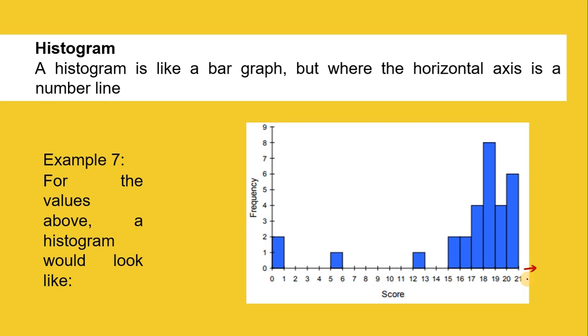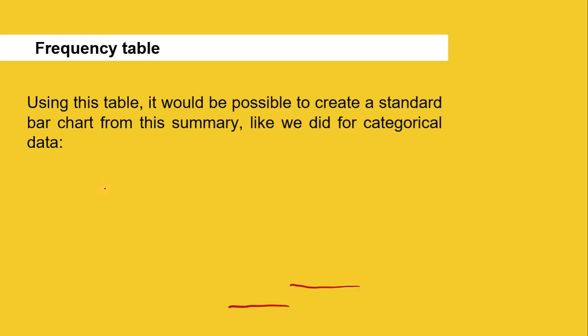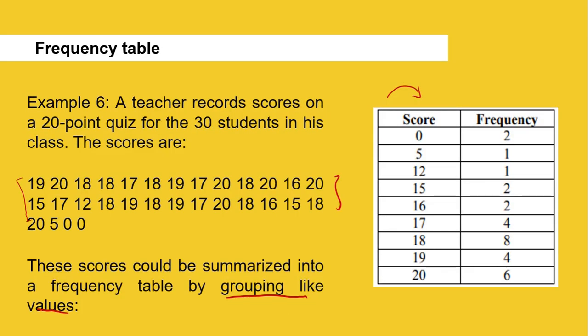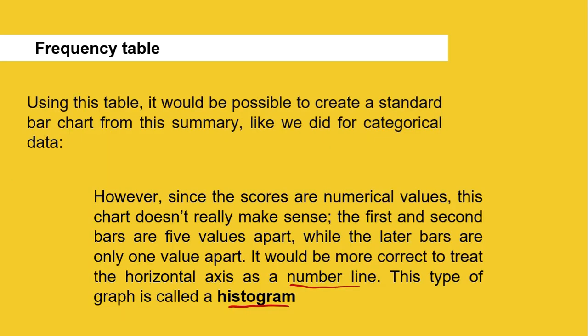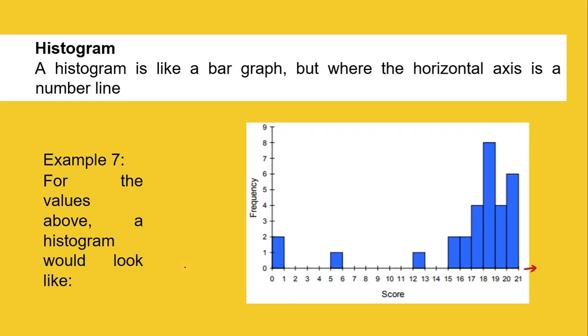Okay, so for example number 7, for the values given at the scores here, if we make a histogram out of this, it would better look like this. So you would also see how spread the values are. So from here and so on.